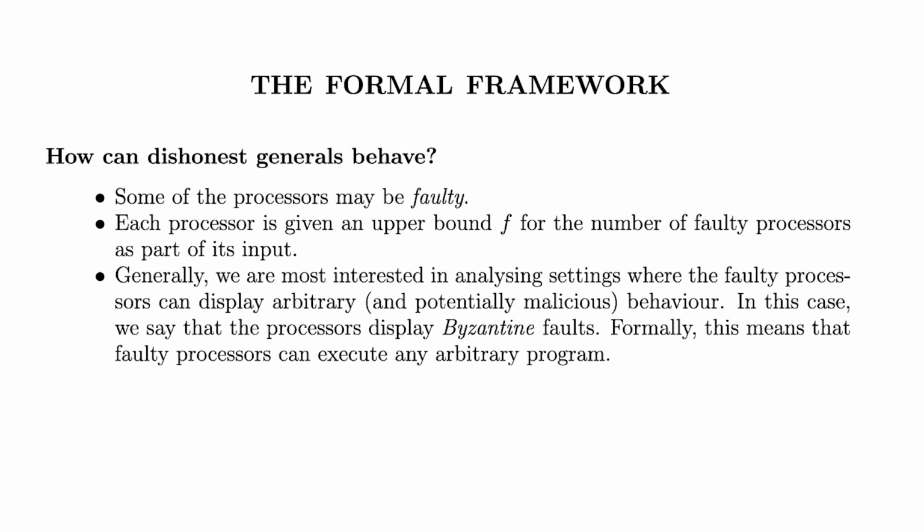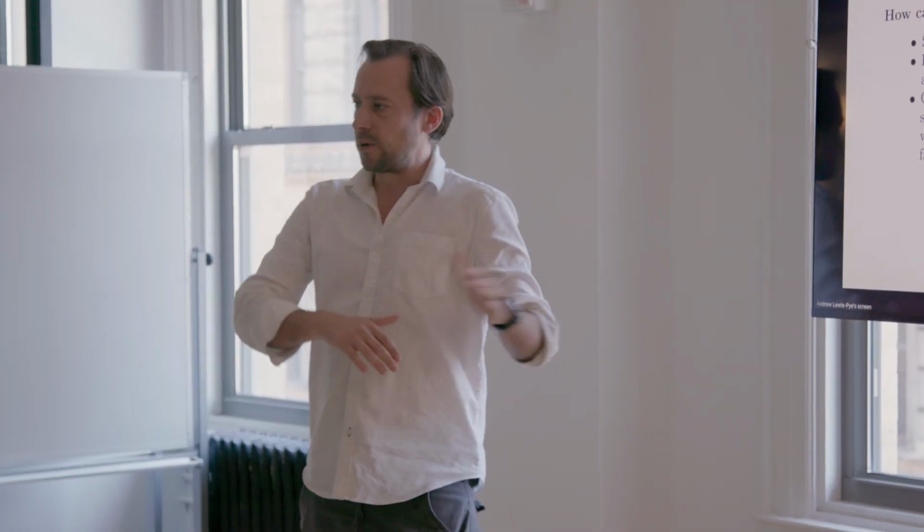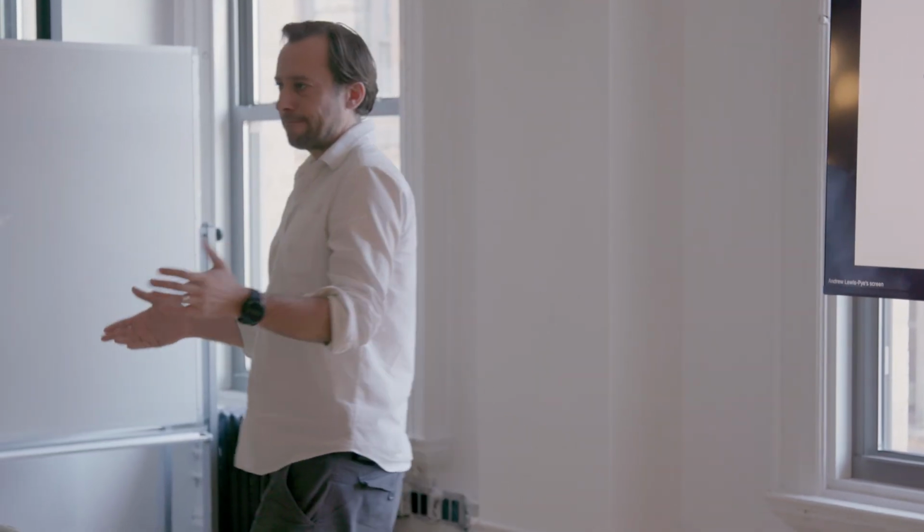Generally, we're going to be most interested in analyzing settings where the faulty processors can display arbitrary behavior. In particular, they might be malicious, so they might be trying to muck things up. In that case, we say the processors display Byzantine faults. They can just follow some arbitrary program. Everything I'm talking about so far, by the way, I haven't put in the slides. We're going to imagine everything's deterministic so far.